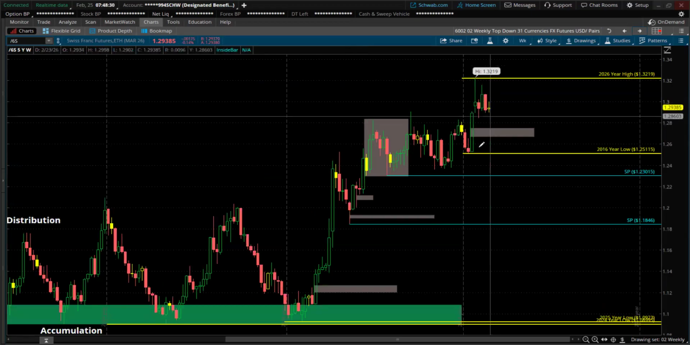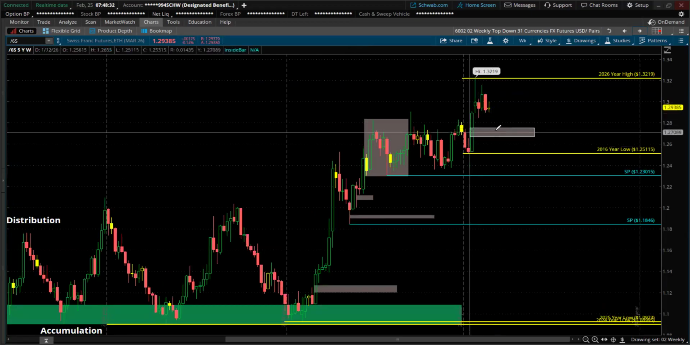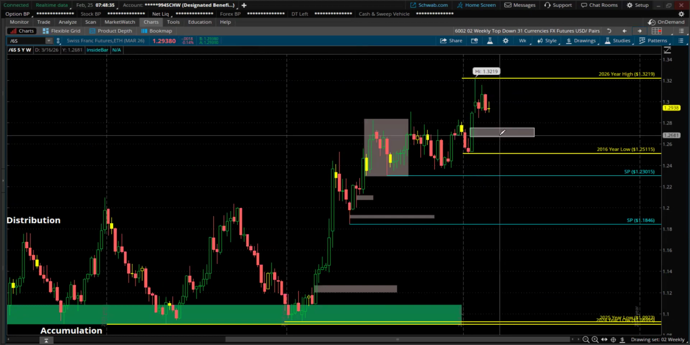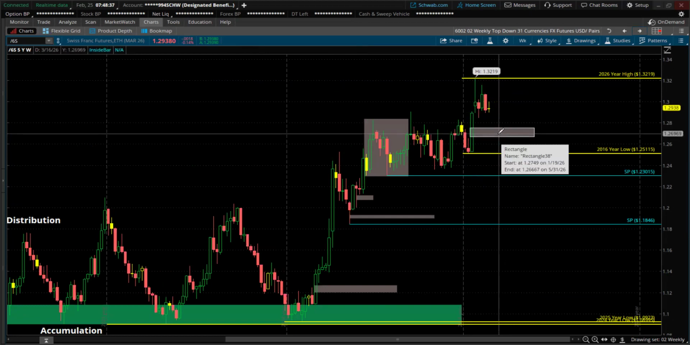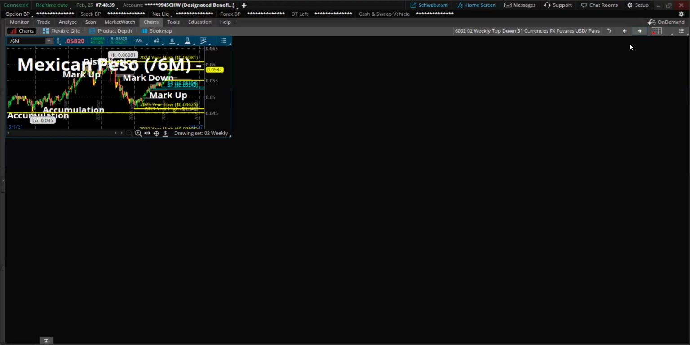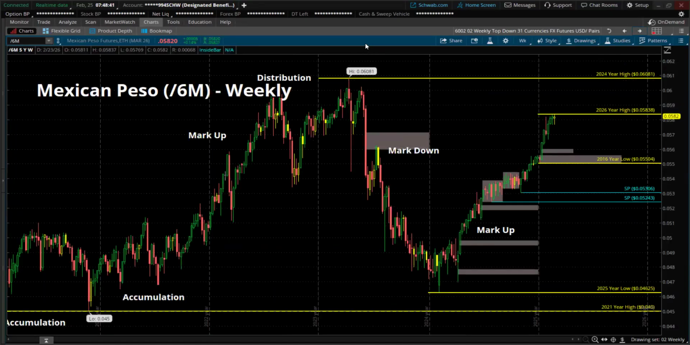Inside candle for the week. Big impulse move up, midpoint. Setups, looking for a single. Mexican peso, neighbors to the south.